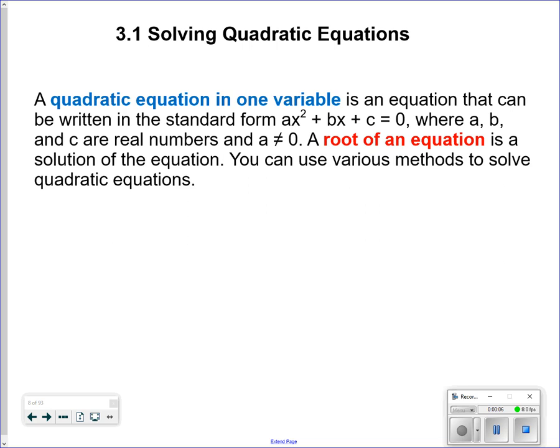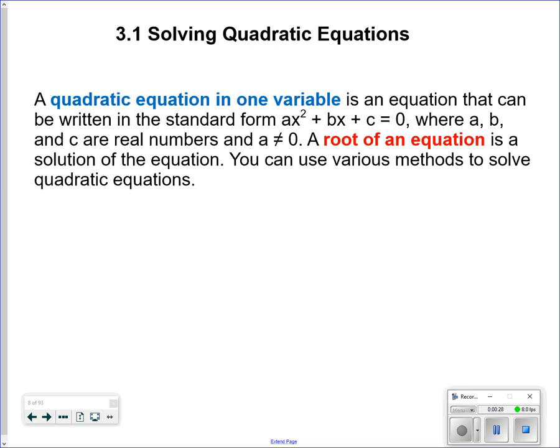There's 5 methods to solving a quadratic equation, and some of them are easier in certain methods, but we are going to learn about 3 of those today. So, a quadratic equation with one variable is an equation that can be written in standard form, ax squared plus bx plus c, where a is not 0. The b and the c can technically be 0, but the a is not.